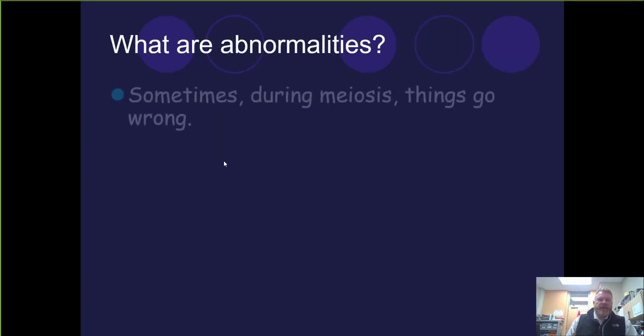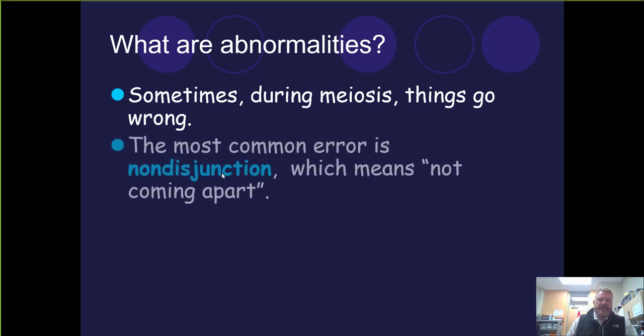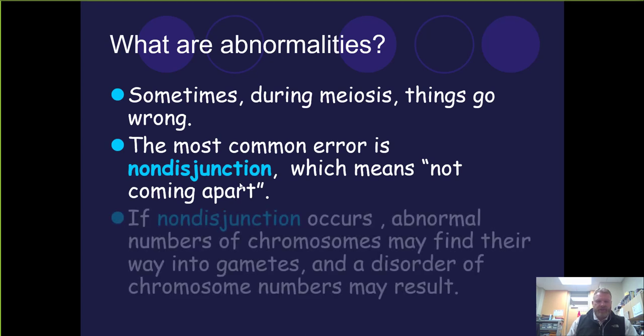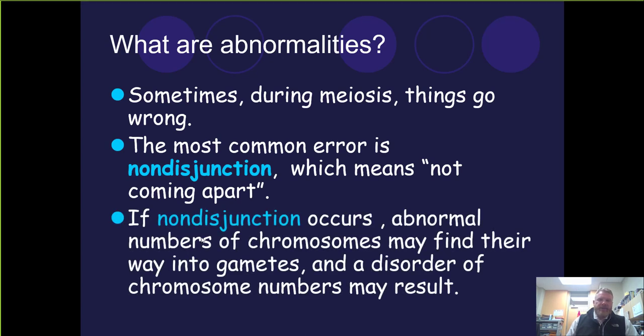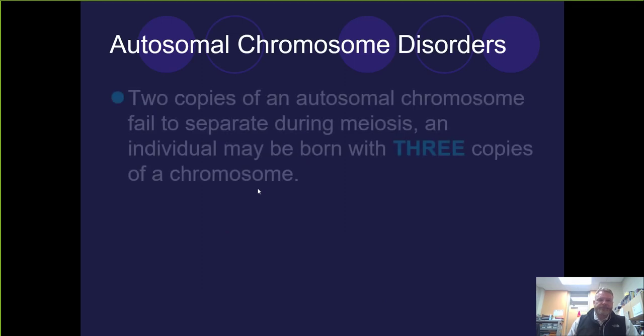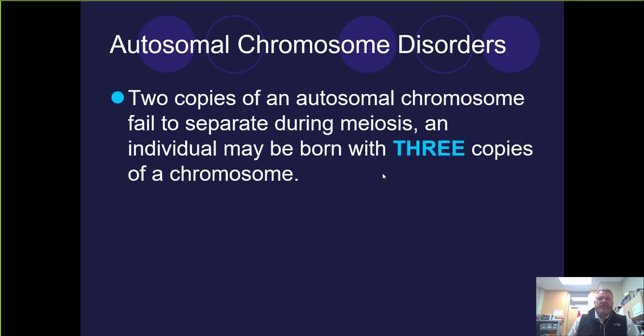So there are some abnormalities. We know something goes wrong during meiosis. We talked about non-disjunction, which means the chromosomes don't all come apart appropriately, and we end up with an abnormal amount of chromosomes in the cell. This can lead to several genetic disorders. A lot of times we call it trisomy, 3 somy chromosomes.